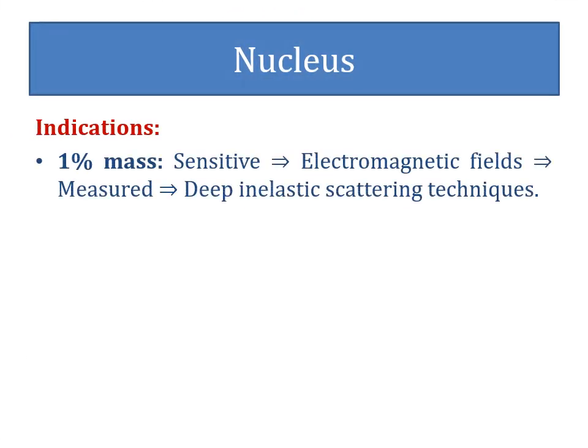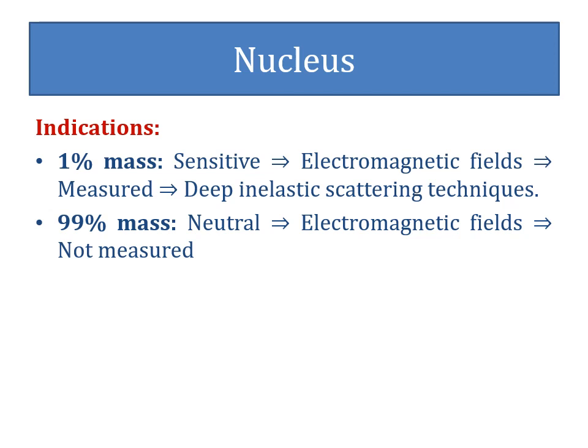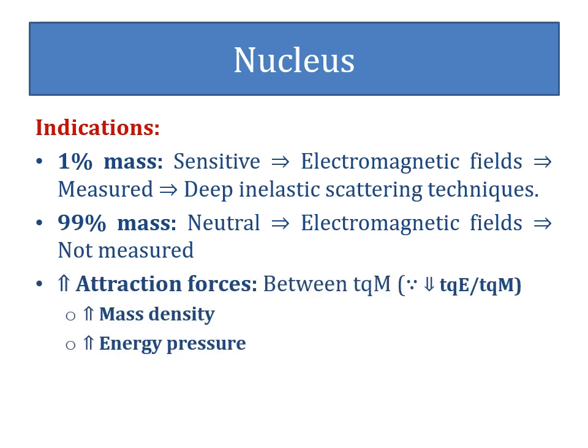The above facts indicate that only 1% mass of nucleons is sensitive to surrounding electromagnetic fields. So, it can be measured during deep inelastic scattering techniques. The remaining 99% mass present within the nucleons is electromagnetically neutral. So, it cannot be measured during the same experiment. It is indicated that very strong attraction forces are exerted between the total quanta of mass within the nucleons of the nucleus because of the very low total quanta of energy to total quanta of mass ratio. So the nucleus possesses intense mass density along with intense energy pressure.